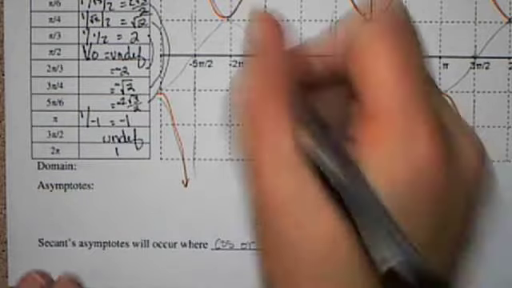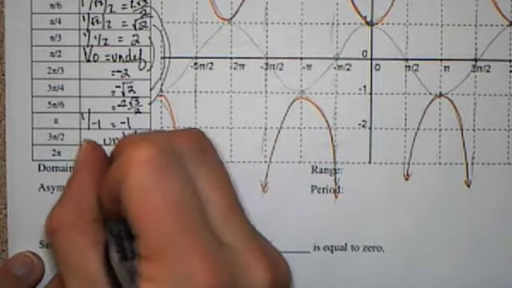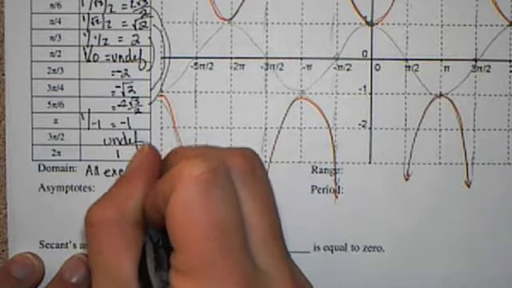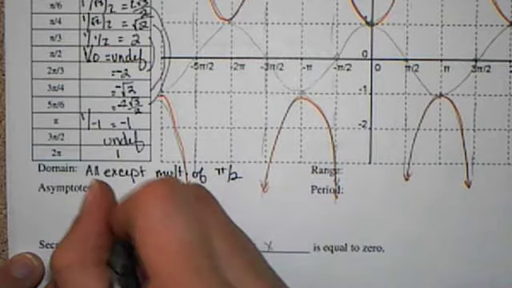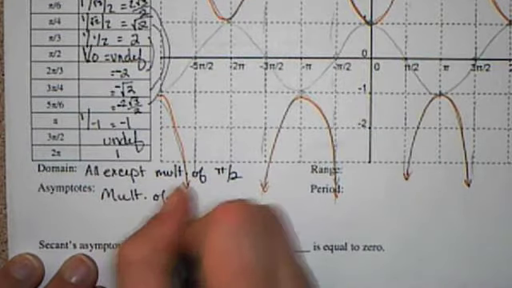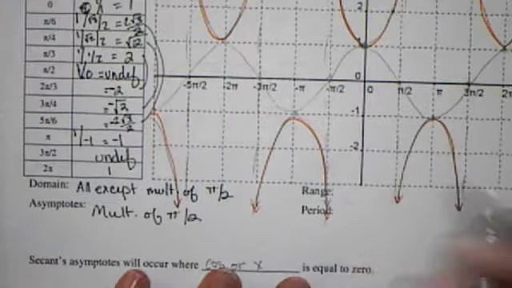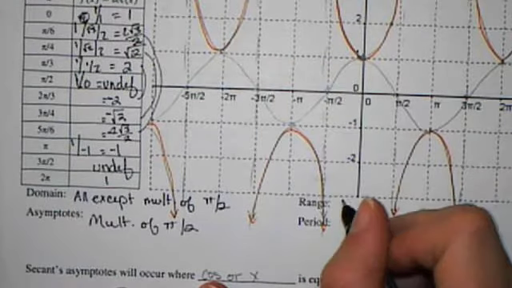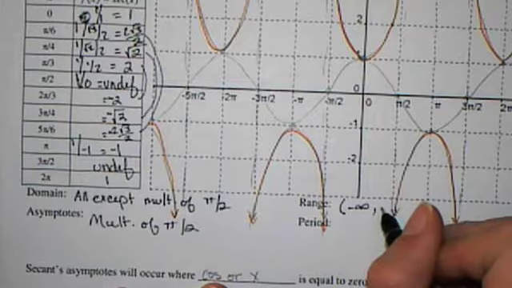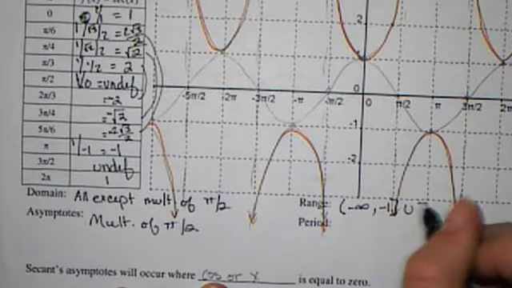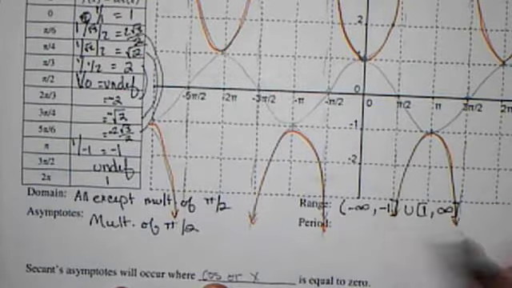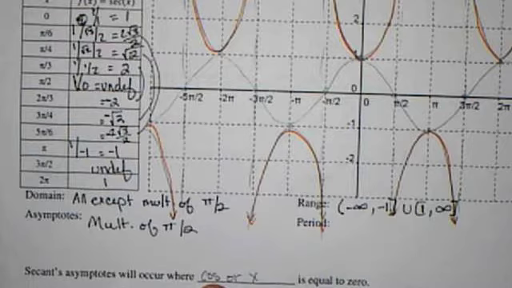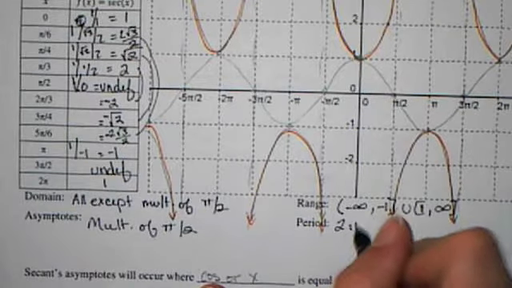Similar at the bottom, just we're going to change where the asymptotes are. These are at multiples of pi over 2. Same range. We skip over that bit in the middle. Oh, and the period is going to be the same as the sine and cosine. So both of these are going to be 2 pi.